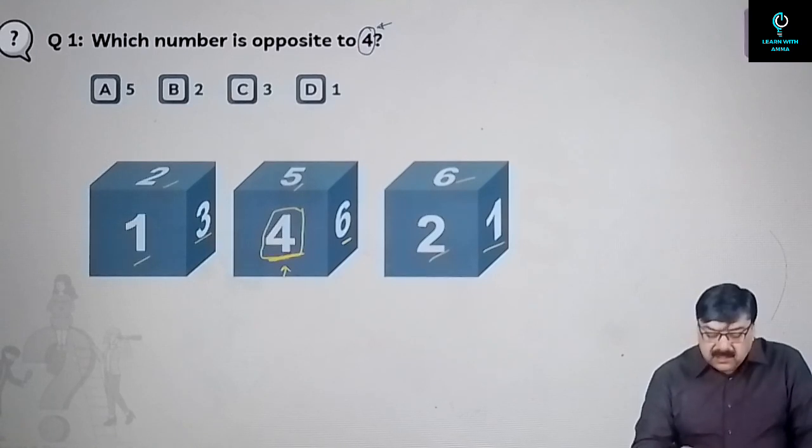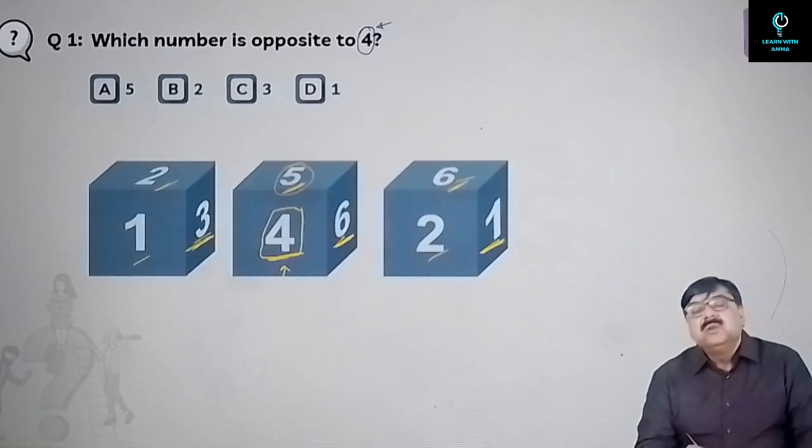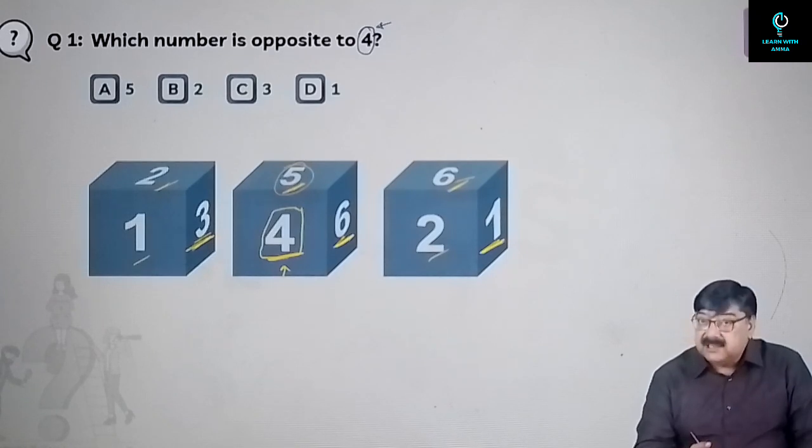Apart from 4, the other 2 numbers given to you in this diagram are 5 and 6. So, 5 is in the top. Is there any other diagram which has 5 in the top? No. 6 is on the right hand side. Is there any other diagram which has 6 on the right hand side? No. So, we can't apply rule 2. It says 1 common, same face, then corresponding will be opposite.